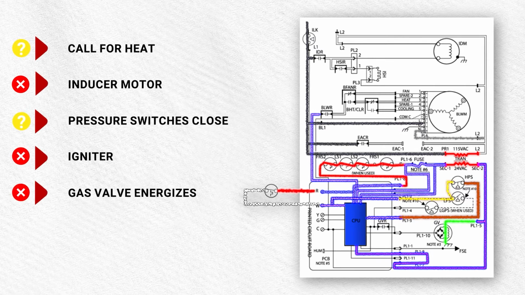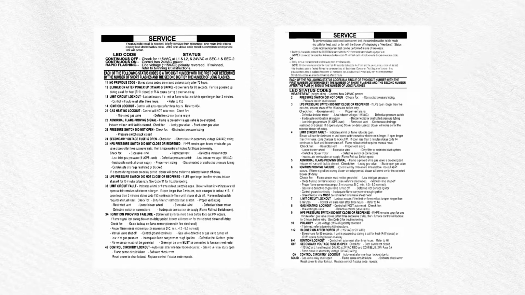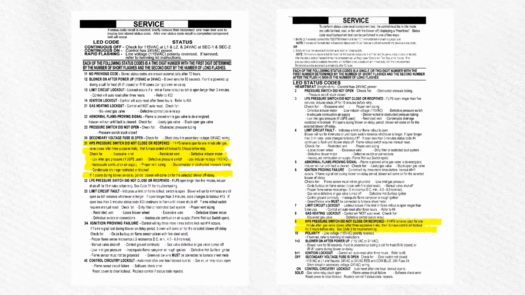The gas valve does not energize. No flame rectification. The blower motor does not energize. Using our senses of sight and sound, it appears none of the components in the sequence have activated. After a moment, the fault LED indicates a HPS pressure switch did not close or reopen.